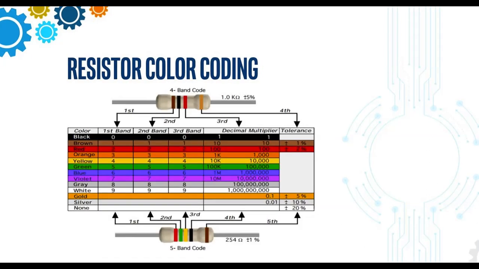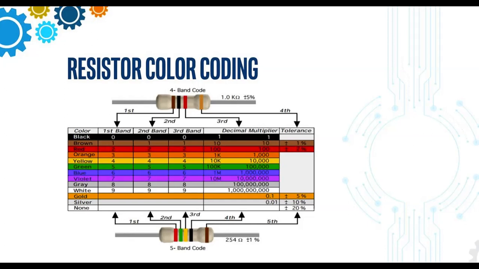The color bands are black, brown, red, orange, yellow, green, blue, violet, gray, white. The first band is 0, then 1, 2, 3 like this, up to 9 for white. Gold has plus or minus 5% tolerance, silver has 10% tolerance, and no color means 20% tolerance. For the multiplier, black has 1, and the largest multiplier is with white.